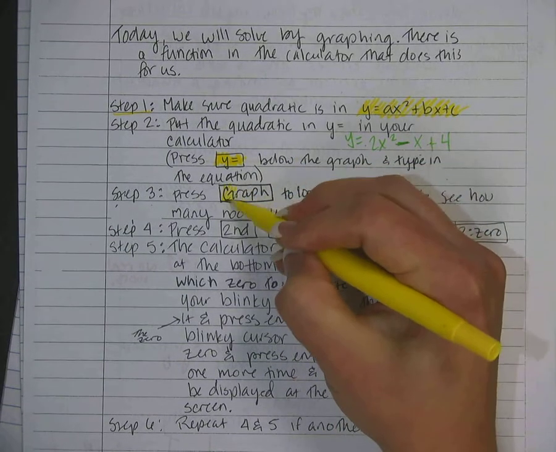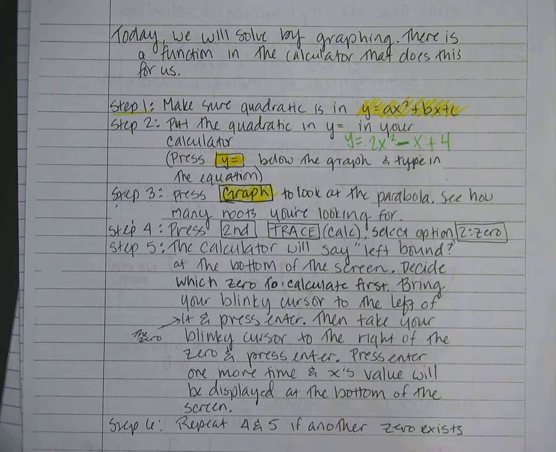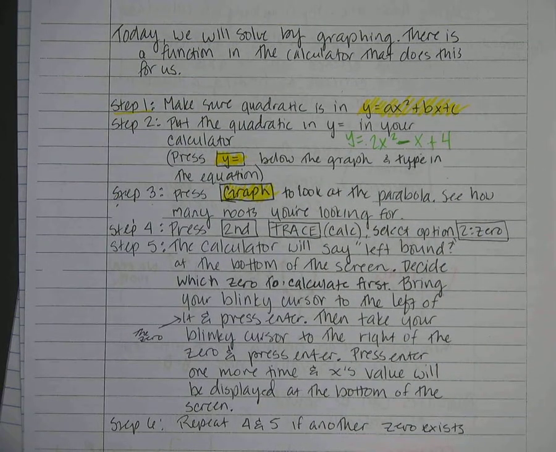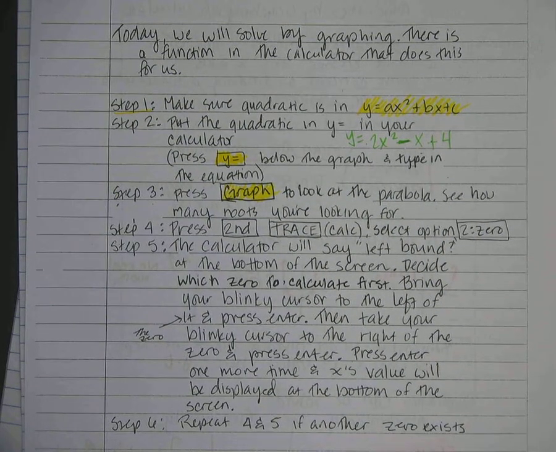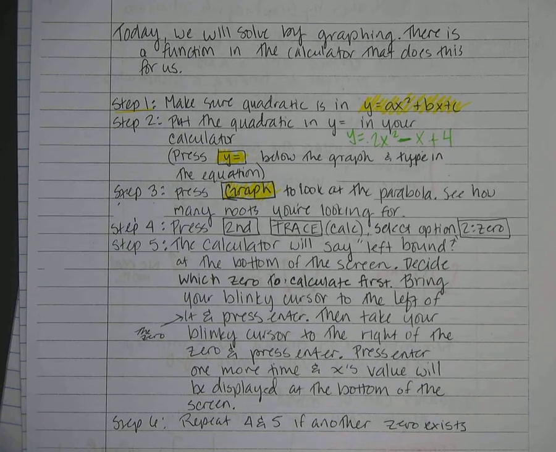Then you're going to press graph. This is going to allow us to see a picture. This will allow us to see how many roots we're looking for. That's important to kind of orient yourself and just kind of get an idea of what you're trying to do.